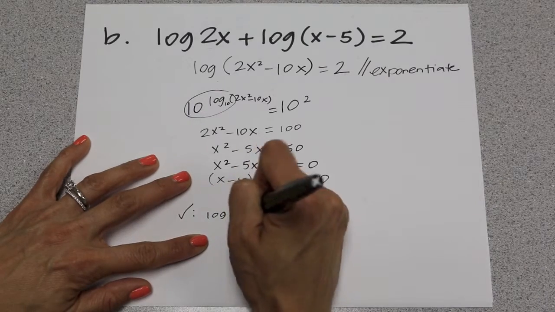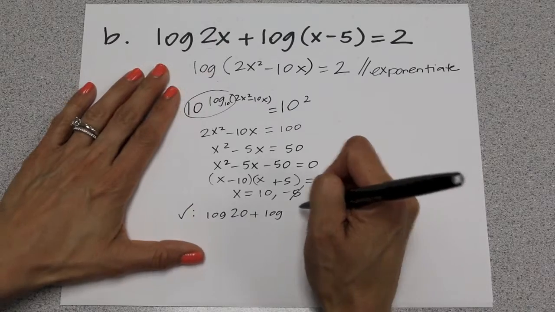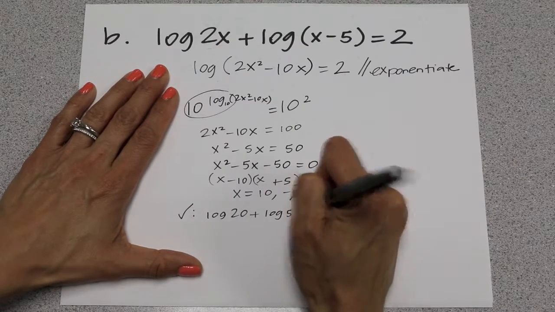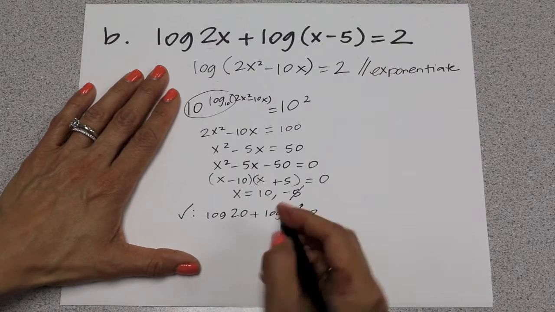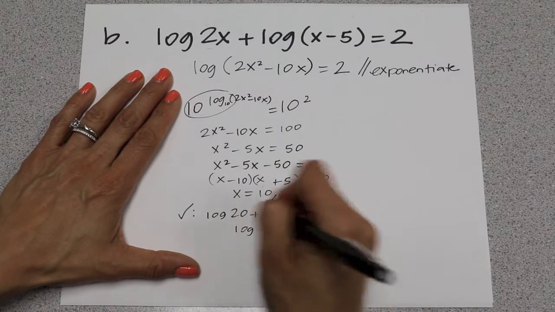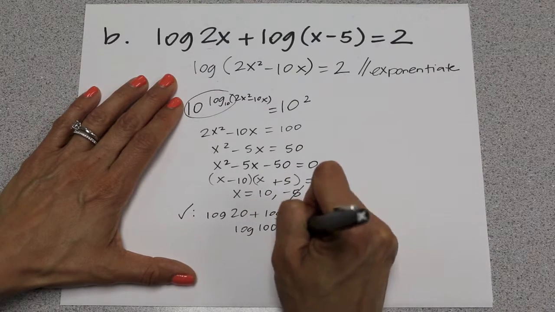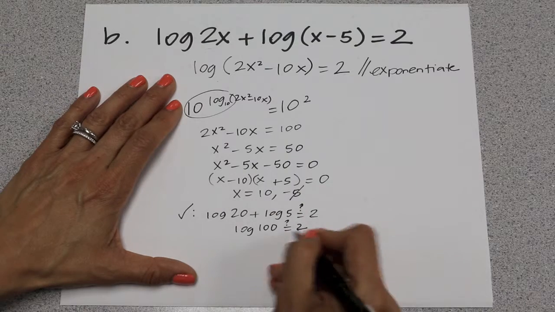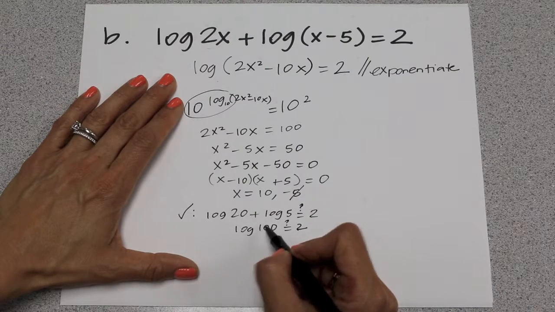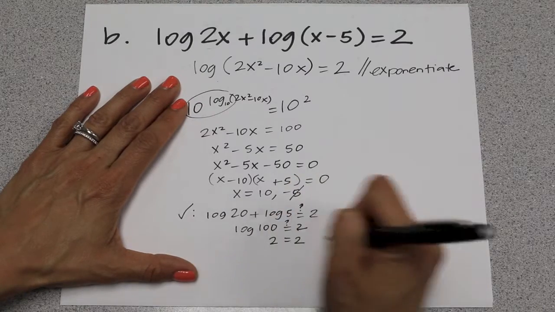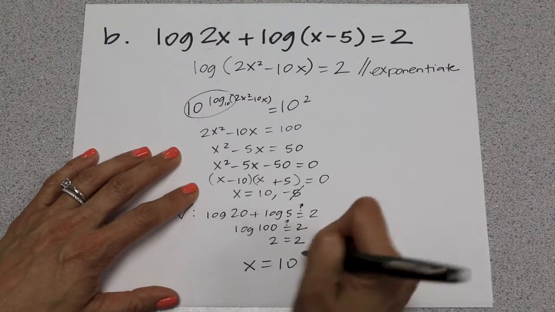So you get log of 20. Plug in 10, so that would be log of 5 equals 2? And then finally we'll condense this, so you get log and then 2 times 5, or 100, equals 2? And then finally over here, base 10, 10 to the what power is 100, and thank goodness it's 2. So we get 2 equals 2, it checks out, so our answer is x equals 10.